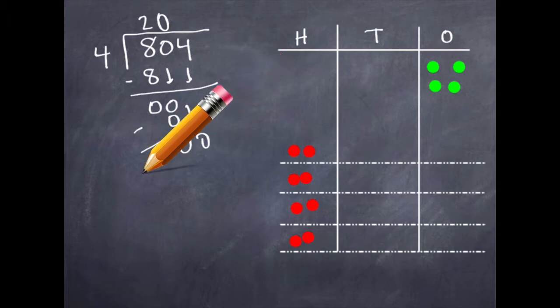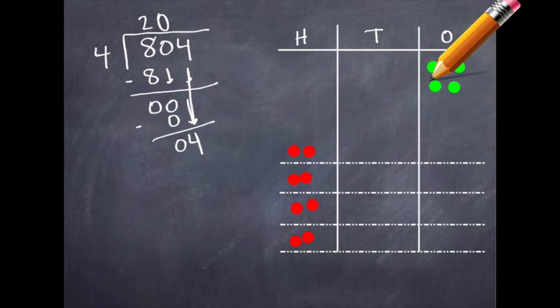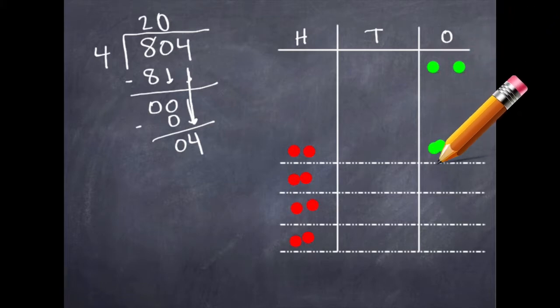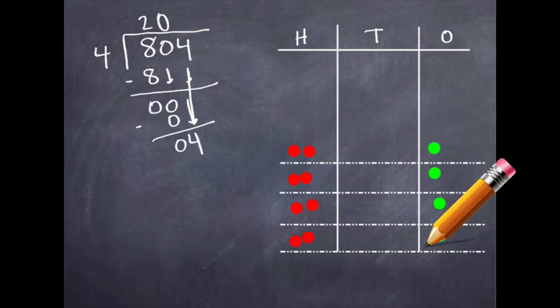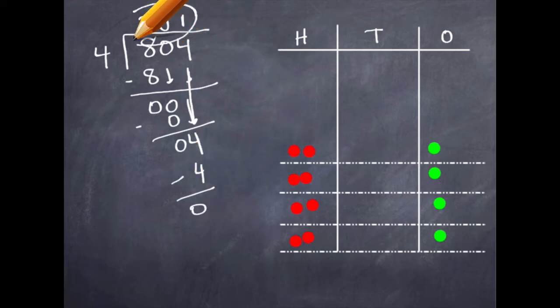All right, so now I bring down the 4 here, and I have my 4 ones left to divide. If I divide them up into 4 groups, I'd have 1 in each group. So I'd write the 1 here, 4 times 1 is 4, and subtract, and I have no remainder. So my answer, my quotient, would be 201.